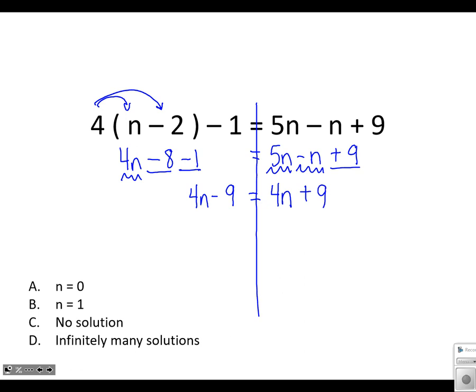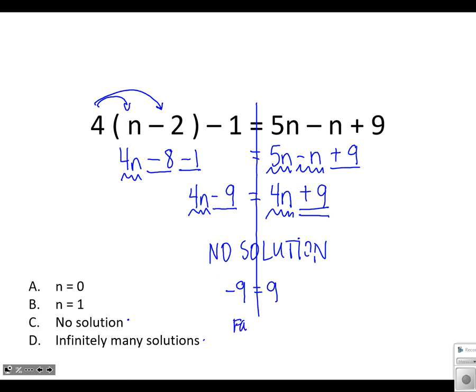And look at this. I'm simplified. I got variable terms, they're the same. So I know I'm either going to be no solution or infinitely many. Look at my constants. Negative 9, positive 9. 2 different constants, no solution. Because when I subtract 4n from both sides, I'm going to have negative 9 equals 9. That is a false statement. Never going to be true. No solution.